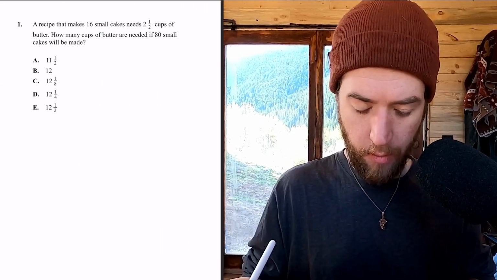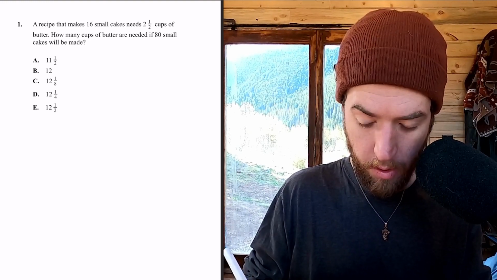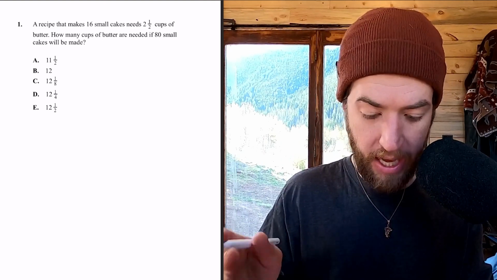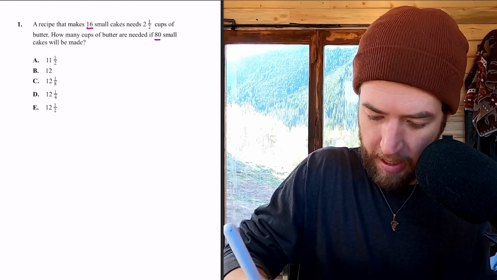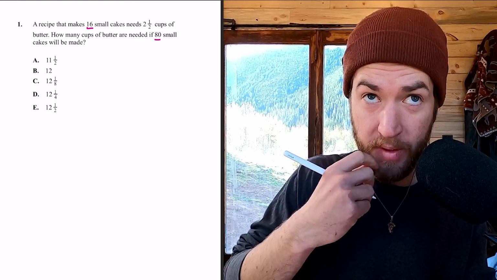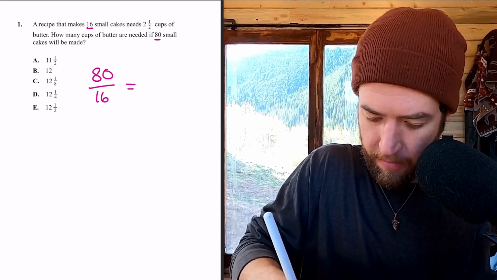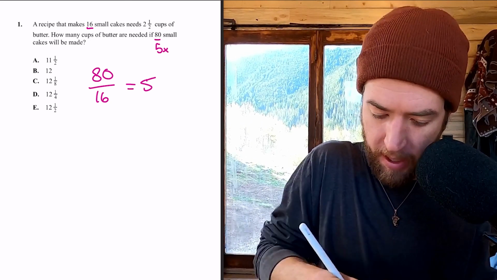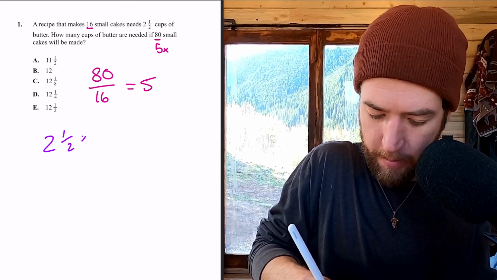Okay, so we've got a recipe here that makes 16 small cakes with 2.5 cups of butter. How many cups of butter are needed if you're going to make 80 cakes? The nice thing about 16 and 80 is, so 16 times 2, 32, times 4, 64, times 5, 80. So 80 divided by 16 is 5. That means we're making a 5x recipe here. And if we need 5x, we need 2.5 times 5.